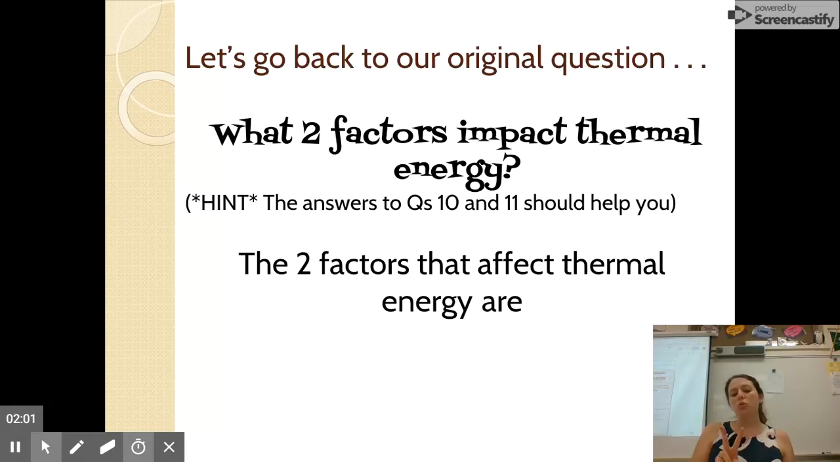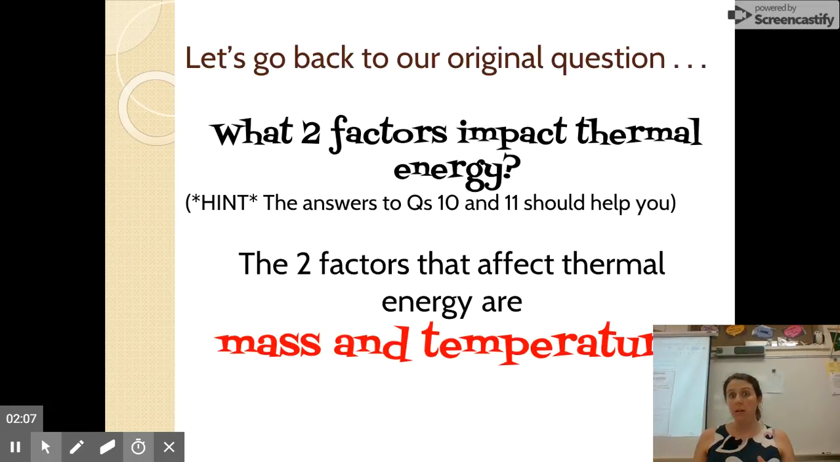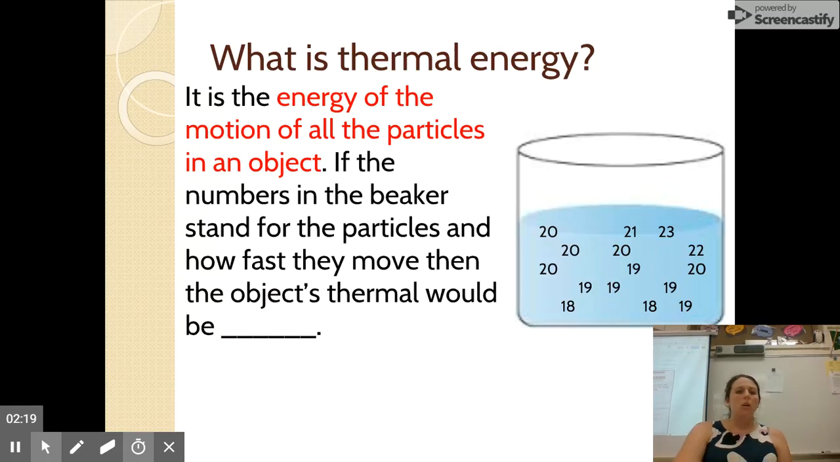So what are the 2 factors that impacted thermal energy in that lab? They were mass and temperature. The mass changed whenever we had the small amount of liquid and the large amount of liquid. And then for temperature, one of them we heated up and the other one we cooled down. So overall, what is thermal energy?